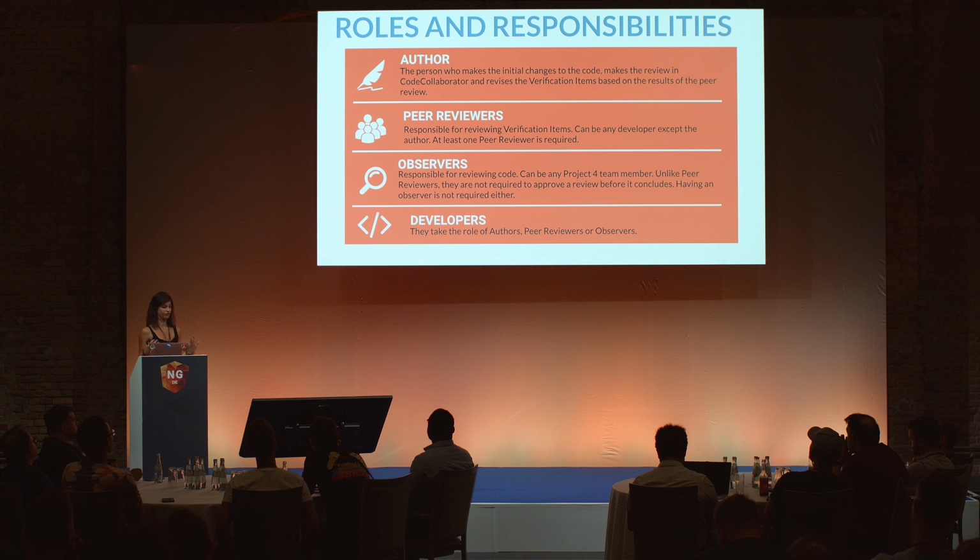Then you have the peer reviewers, responsible for reviewing verification items, and this can be any developer except the author. At least one peer reviewer is required, of course. Then you have the observers, responsible for reviewing the code, and can be any project team member. Unlike peer reviewers, they are not required to approve a review before it concludes. Having an observer is not required either. And you have the developers who take all the above roles.